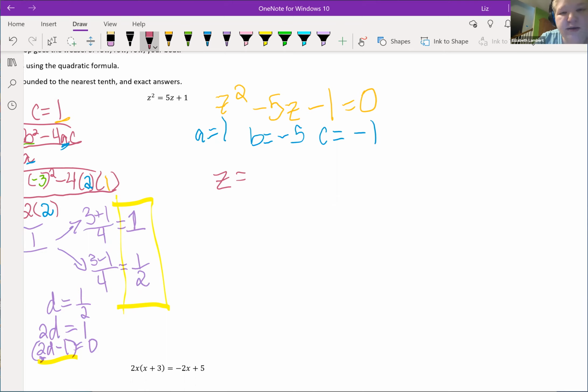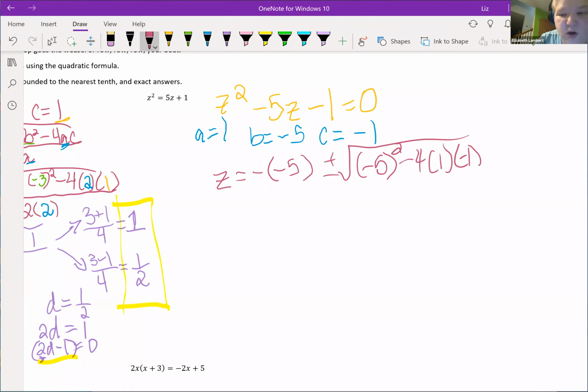So z equals negative b, so that is negative 5 plus or minus the square root of b squared minus 4 times a times c is -1 all over 2a. I told you I do it every time. It's just fun to sing.